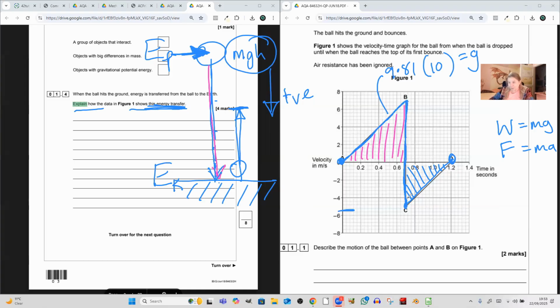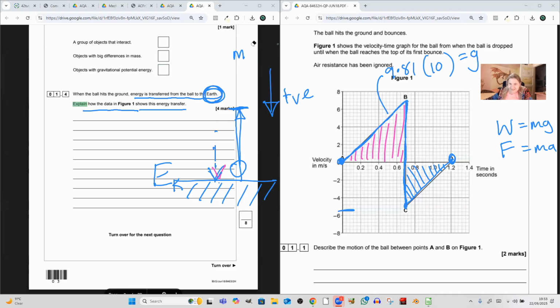Yeah, it's thermal energy of the ball or of the ground where it hits. Okay, so absolutely, all of you are absolutely right. Now we've got to explain this. So how can we explain how the data in figure 1 shows that energy is transferred from the ball to the earth, to the surroundings? I've drawn all over it, but can you see that's what we've got to do? Can you see the thinking that has to go behind all this? Can you construct an answer to that?